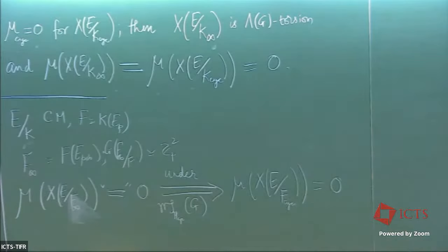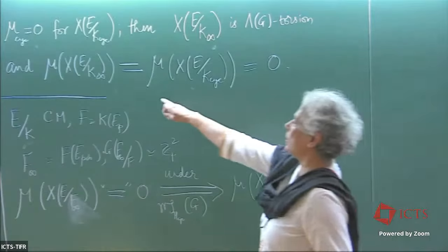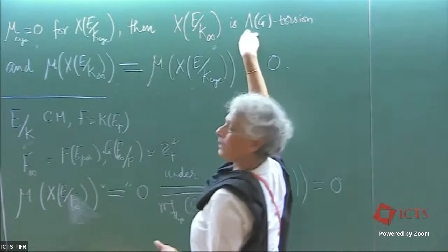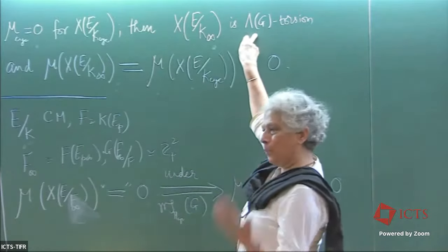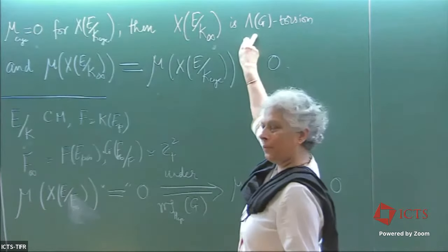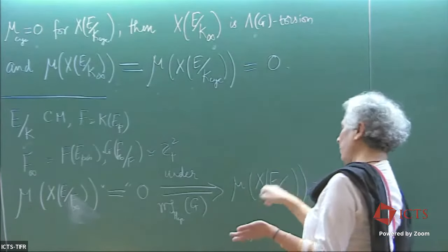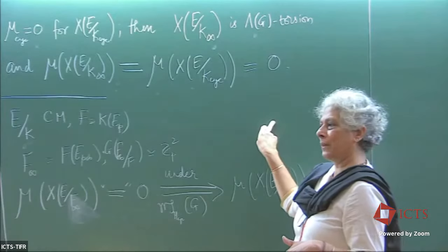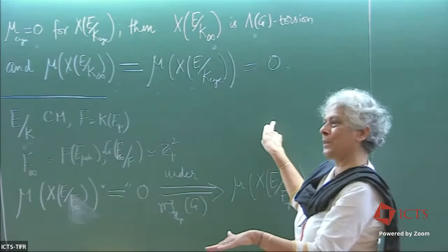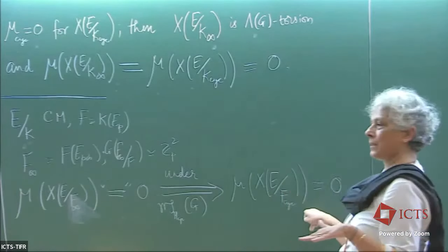So on the one hand, when the mu invariant is 0, you get a class of examples where mu is also 0 at the top and it is Lambda(G) torsion. And in the commutative case, when everything is commutative, it is saying that I have mu invariant equals 0 at the top. And then if I specialize to the cyclotomic extension, then the mu invariant is 0 even there.